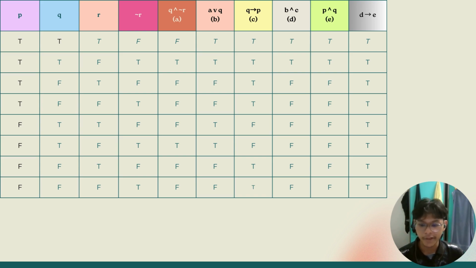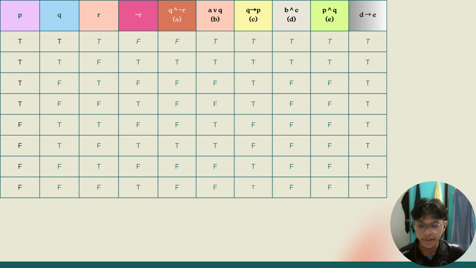Next, we will solve the first part, which is Q and not R, and name it A. The values are FT, FF, FT, and FF. After that, we will solve the second part, which is A or Q, and name it B. The values are TT, FF, TT, and FF. Next, we will solve Q implies P and name it C. Your output values are TT, TT, FF, and TT.